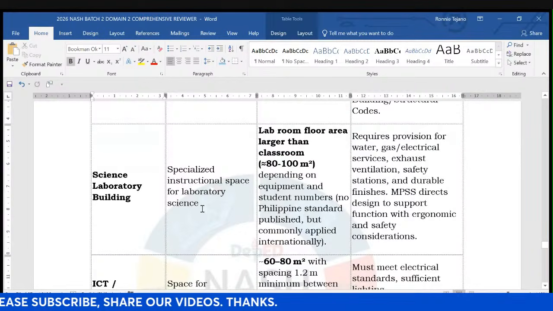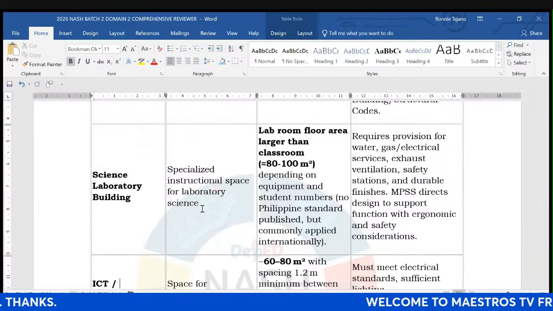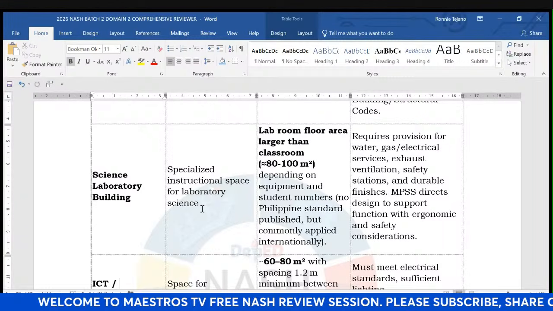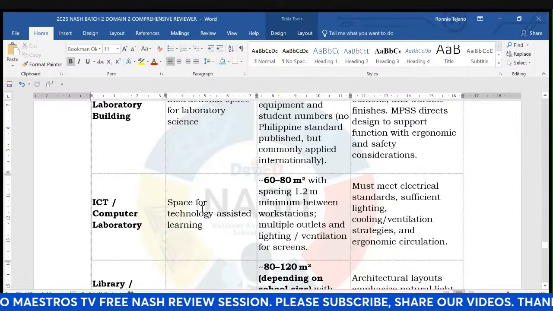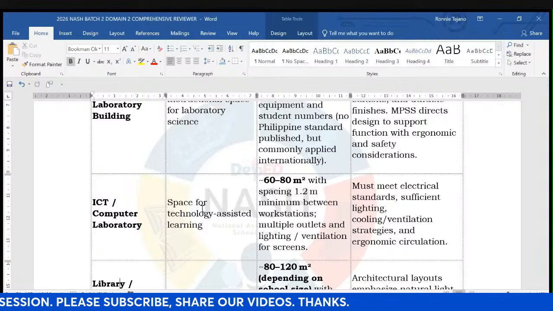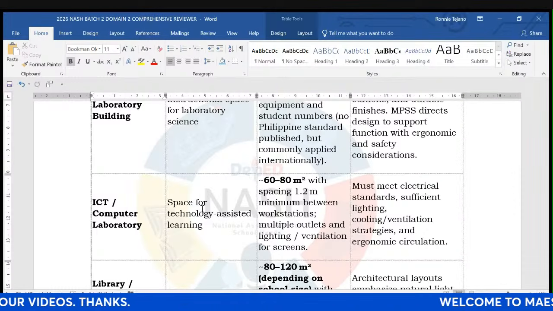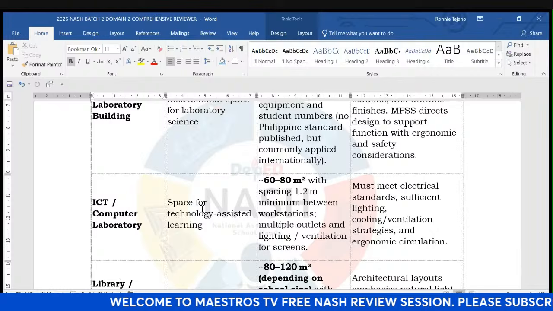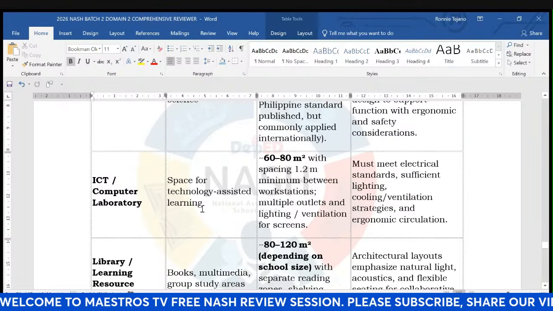For a science lab, the floor area is larger than the classroom, with 80 to 100 square meters depending on the equipment and student number. For an ICT building or room, it is 60 to 80 square meters with a spacing of 1.2 meters minimum between the workstations. Parang dalawa yon, no? Na magka-parallel with each other, with multiple outlets and ventilation.